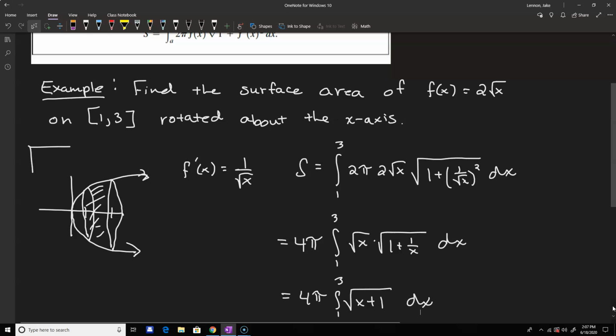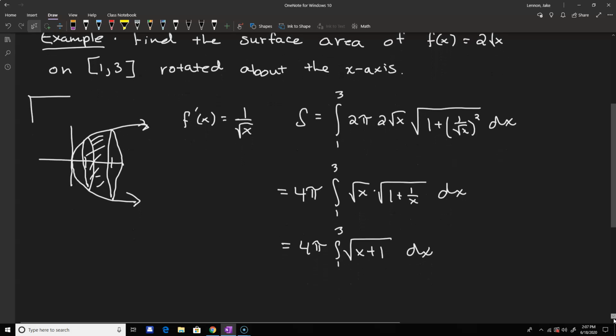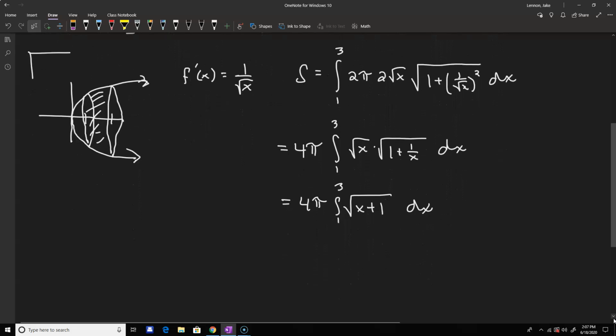And that's something that we know how to integrate. There's no chain rule to worry about because u would be x plus 1, so du would equal dx. So this can just be written as 4 pi times, well, we're going to have 3/2 as our new exponent, so we're going to need a 2/3 in front. And then we have x plus 1 to the 3 over 2. And this needs to be evaluated from 1 to 3. So let's go ahead and do that.